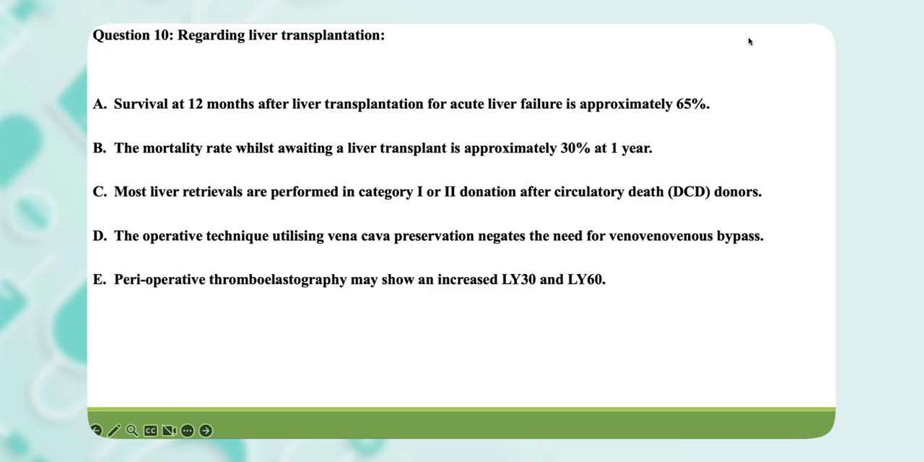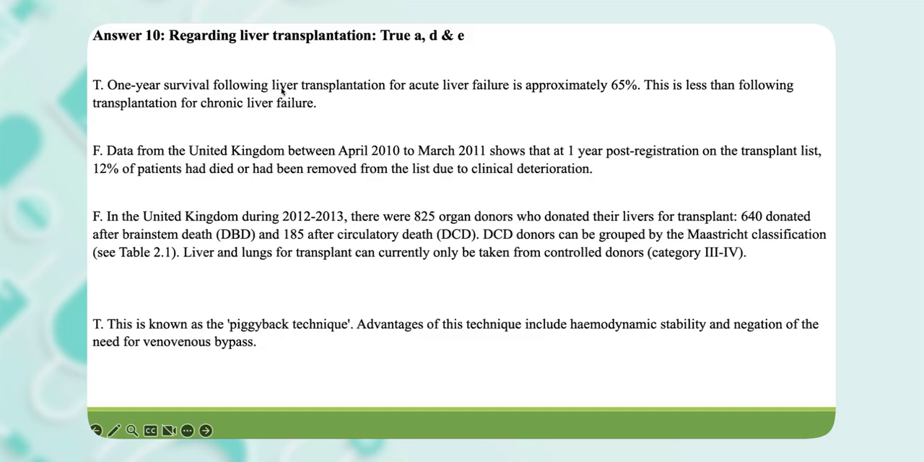Perioperative thromboelastography may show increased LY30 and LY60, lysis time 30 and lysis time 60. Let's see the answer. So 1 year survival following liver transplantation for acute liver failure is approximately 60%. This is less than following transplantation for chronic liver failure.